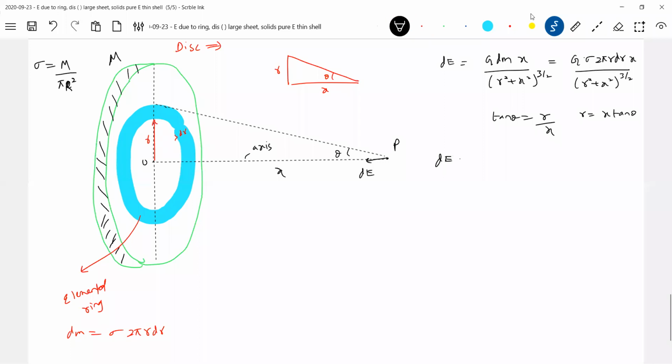You can ask questions. Why didn't you assume two elements? See here, you must understand the disk is made up of elemental ring structures. Due to a ring we already know the field. So don't assume one ring here and one ring there. You have to assume a single ring. If I integrate, as small r varies from 0 to capital R, we'll get the field at this particular point P due to the total disk.